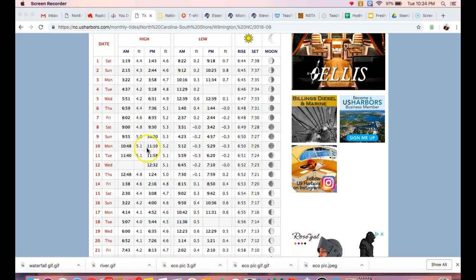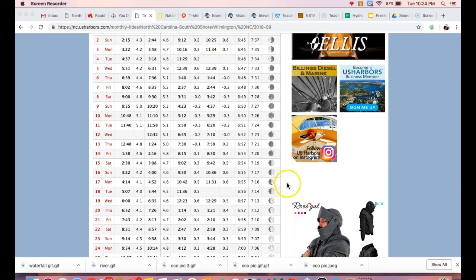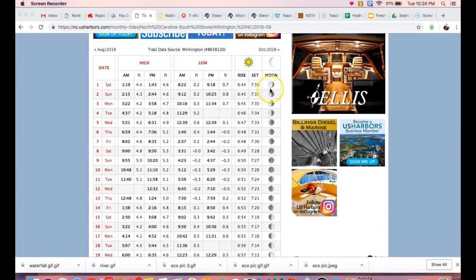So there's more of a difference between the low tide and the high tide for our spring tide areas, for our new moon and full moon, versus the neap tide. The neap tide, since you've got the moon and the sun pulling in different directions at your third quarter and first quarter, you're going to have a closer tide when you compare low tide versus high tide.